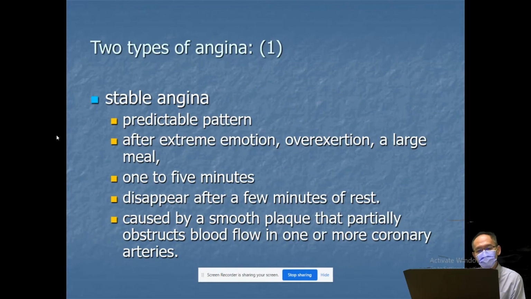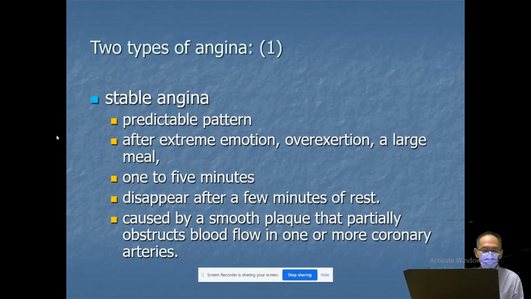There are two types of angina. One is stable. It's precipitated by certain exertion or even a large meal, and it will stop spontaneously after 1 to 5 minutes of resting. It's usually due to a smooth plaque that didn't rupture. So this is stable angina.